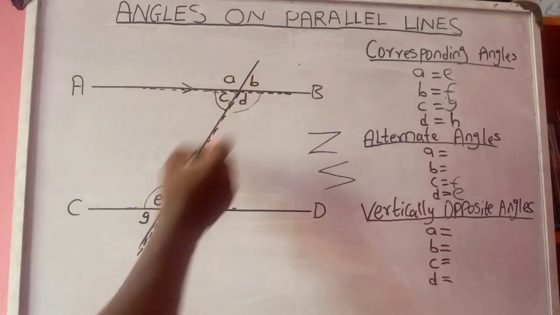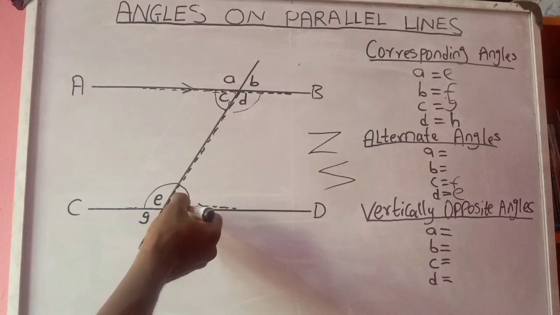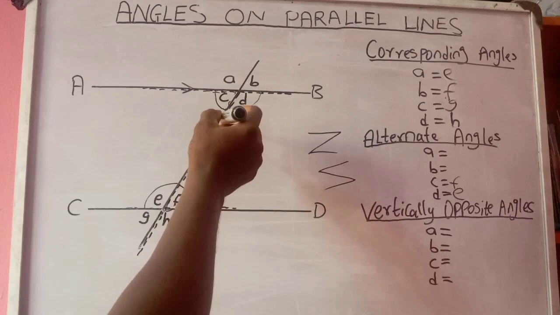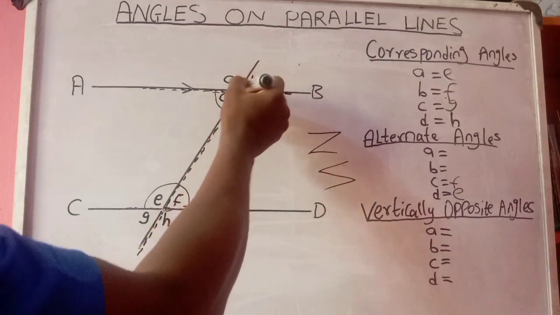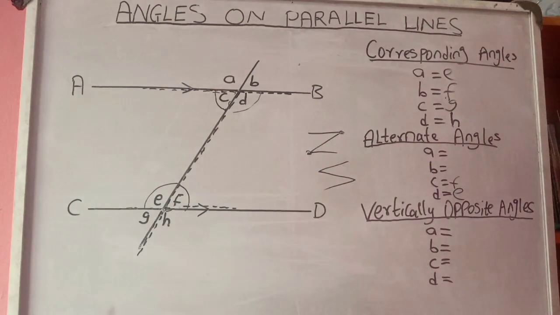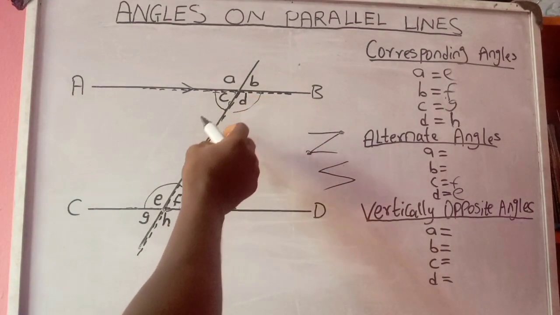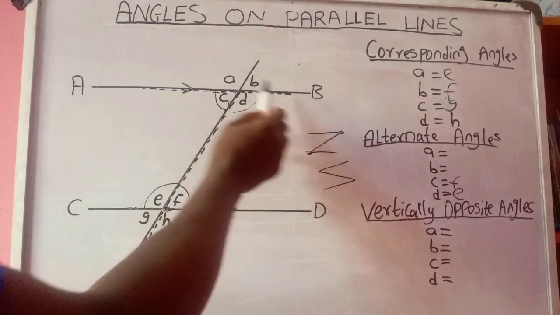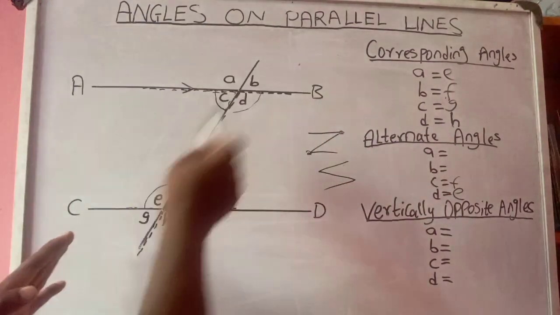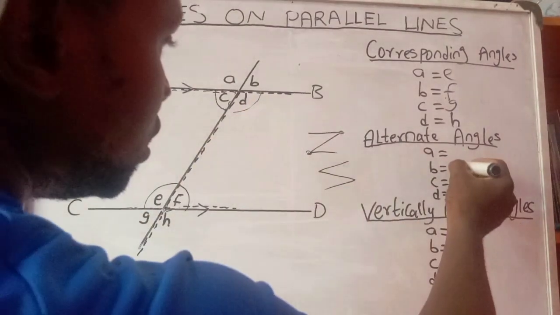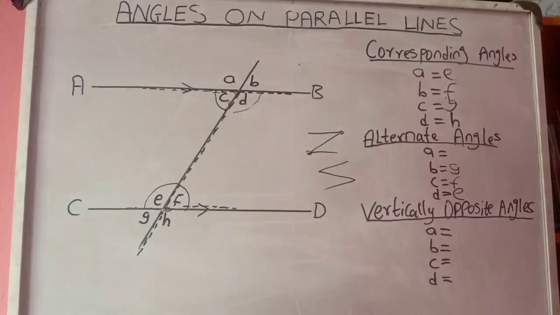From our Z, you can see the pointer of our Z here, then the pointer of our Z here. So where the arm faces, both of them are equal. You can see it here. We can now say that B is equal to G. You can see both of them are existing at different sides of the transversal line. This one is at this side, this one is at this side. So G is equal to what? B. G is equal to B, or B is equal to G. Both of them are alternates to one another.